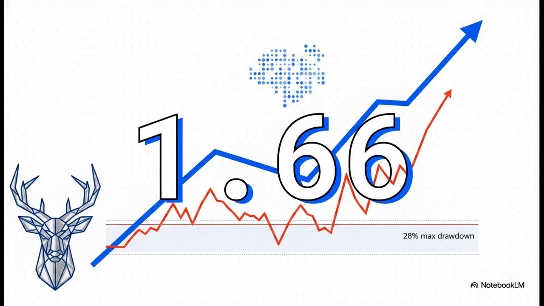Furthermore, to put that into perspective, the system generated a profit factor of 1.66. So what does that actually mean? It means the gross win over the gross loss remains significantly positive, all while maintaining a 28% maximum balance drawdown from peak to trough on that upper risk band. It successfully extracted profit without risking catastrophic ruin.